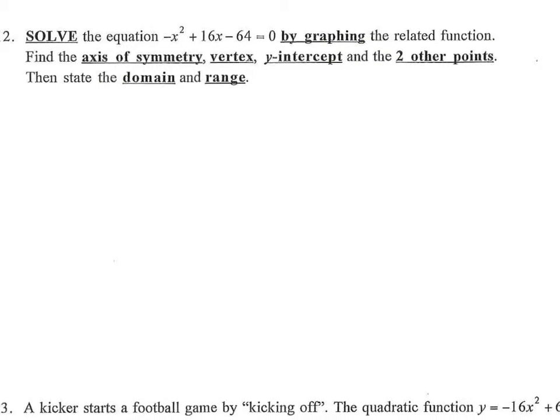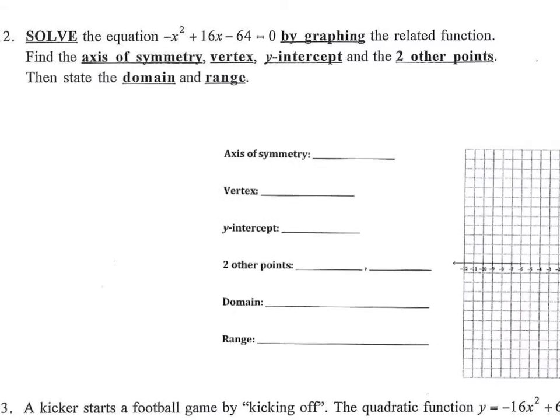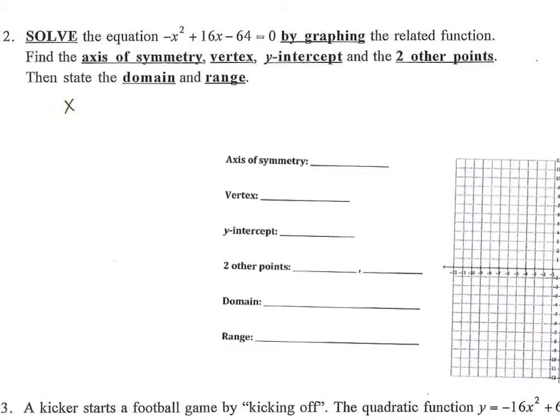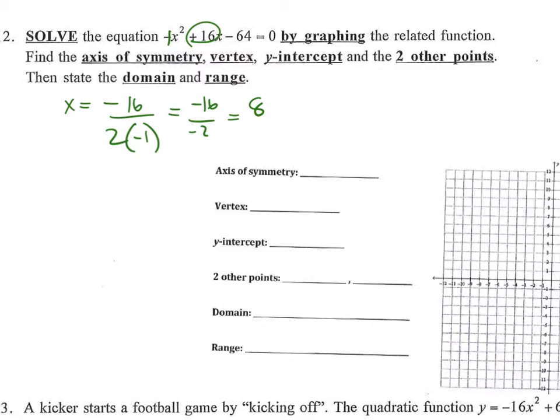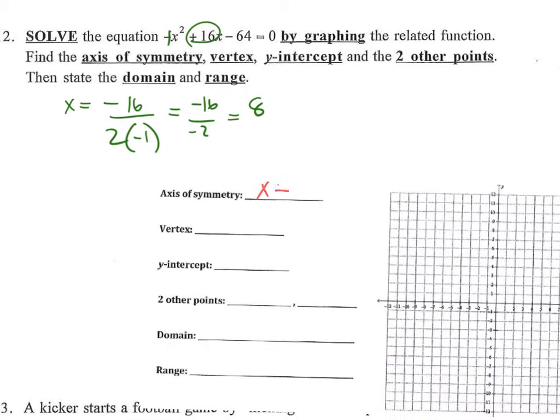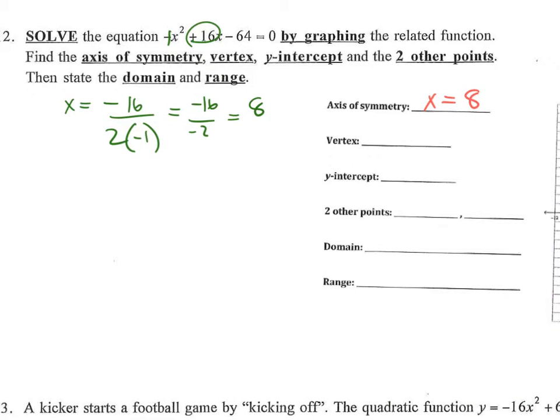Number 12, word problem. Again, they want us to find the axis of symmetry, the vertex, the y-intercept, domain, everything, basically. So the axis of symmetry is x equals the opposite of b, which is 16, over 2 times a, which is -1. This gives you -16 over -2, which is +8. So my axis of symmetry is x equals 8. Once I have that, I can get my vertex. My vertex is the value of y when x is 8.